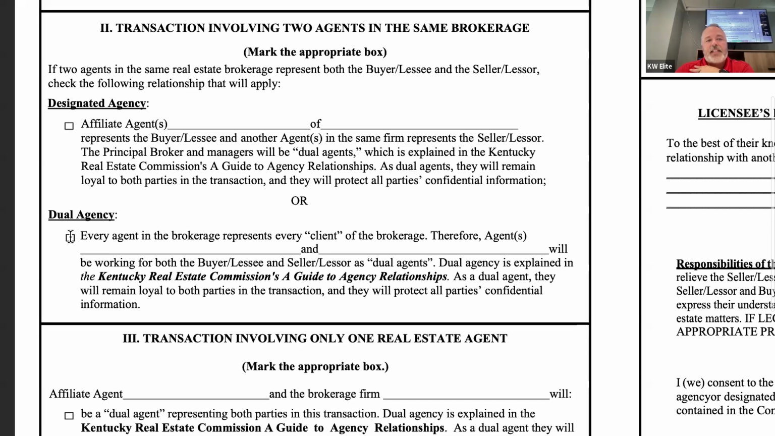Instead, you're going to jump down to dual agent. You're going to check this box. You're going to put in both agents' names if there is two agents in the same brokerage. So what I mean by that is I'm representing the buyer. I put in Matt Brown, and Julie Fulkerson's representing the seller. I'm putting in Julie here. So it's same brokerage, two different agents, right?